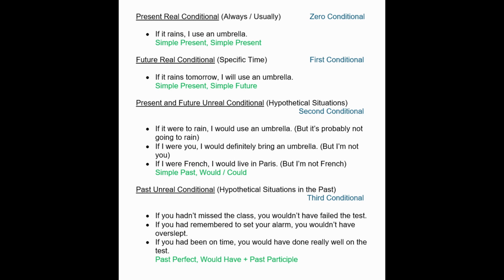Very common construction used to give advice, to give sort of constructive criticism and suggestions to people. So that's the present and future unreal conditional for hypothetical situations in the present or the future.